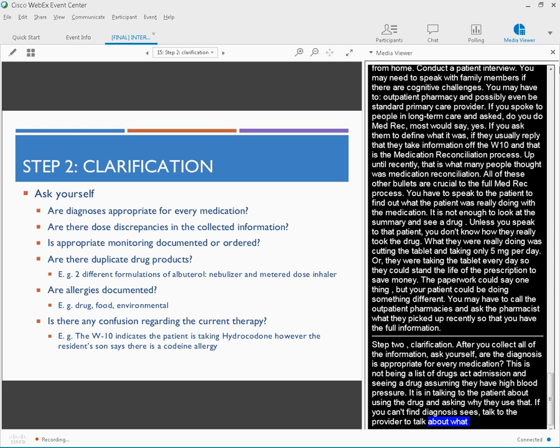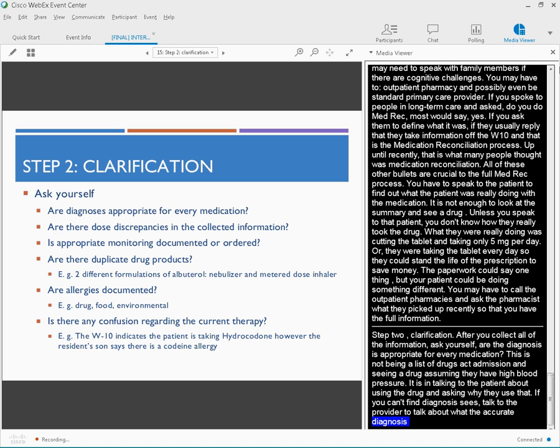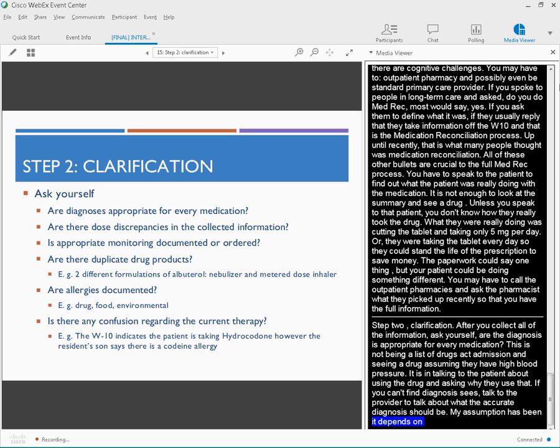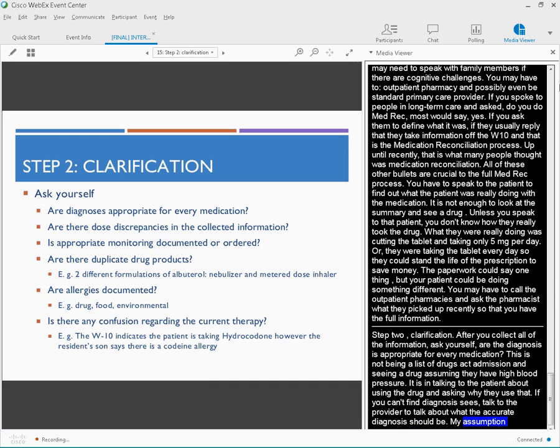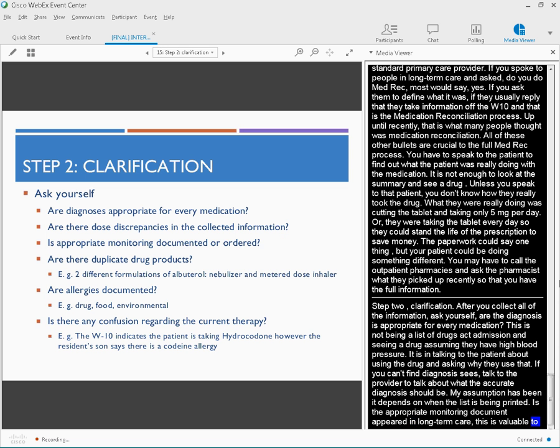Are there discrepancies in the collected information? We get a number of documents that will have multiple doses of drugs. And my assumption has always been that it depends on when the discharging institution is printing paperwork that sometimes seems to be skewed a little bit. But if there are dosing discrepancies, these are things that have to be followed up on. Is the appropriate monitoring documented and ordered? And in long-term care, this is particularly valuable to do at MedRec. When you sit there and consider, what about your patient, your resident that's being admitted on an antipsychotic?